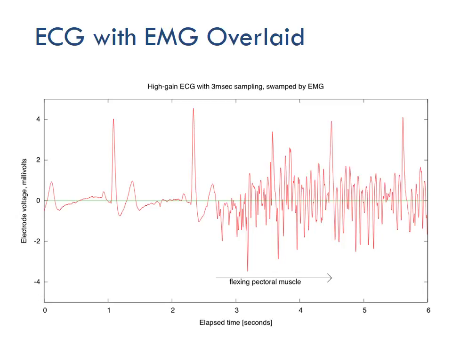So here we have an ECG with an EMG overlaid. This is a really fun slide. I like this one a lot. If you look on the left-hand side before about 2 seconds, you have a pretty clear beat of a heart. You see your QRS complex, PQRS complex. You have actually a pretty cleaned up signal there.